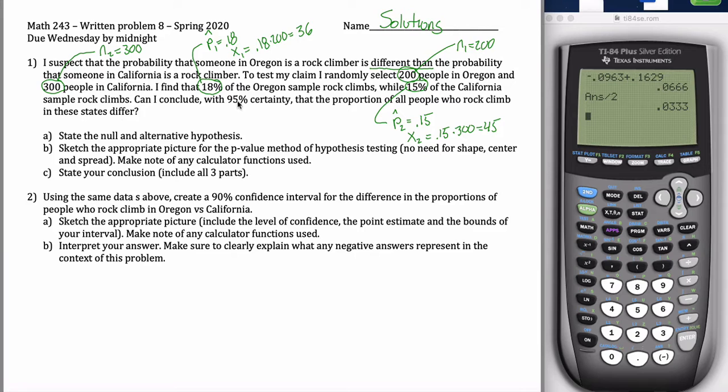Anyways, can I conclude with 95% certainty? This is telling us that alpha is equal to 5%, that the proportion of all people who rock climb in these states differ. So again, two-tailed test. State the null and alternative hypotheses. Sure. Null hypothesis and alternative hypothesis, same symbols we've been using.